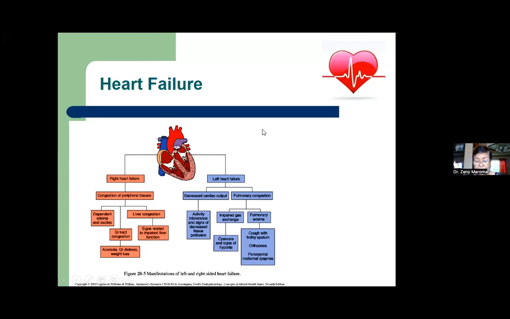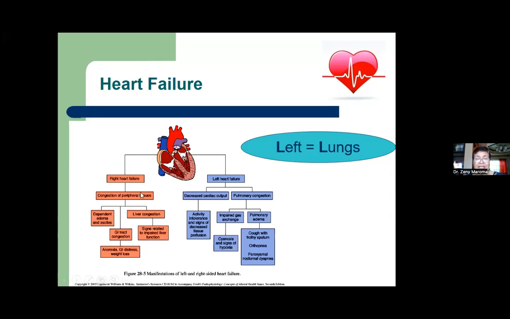Okay? So, pagka may left side failure, congestion is in the lungs. Para hindi makalimutan, left side failure, lungs. Ano bang process ang nangyayari in the lungs? Diba, we have gas exchange. Kaya magkakaroon ng impaired gas exchange.